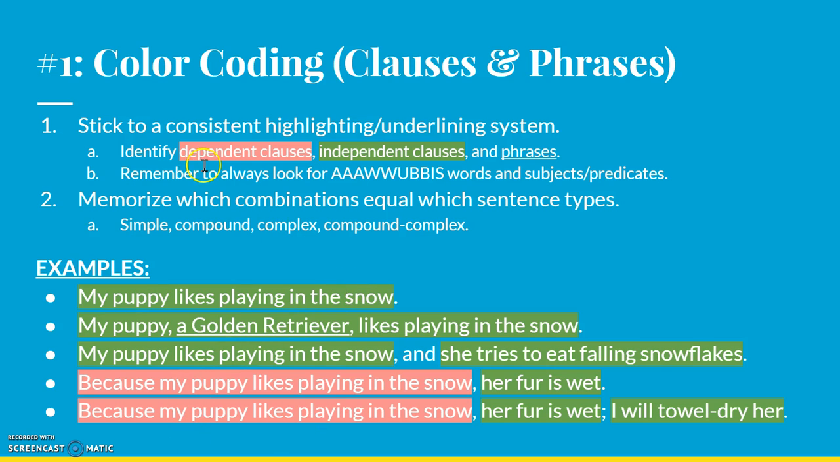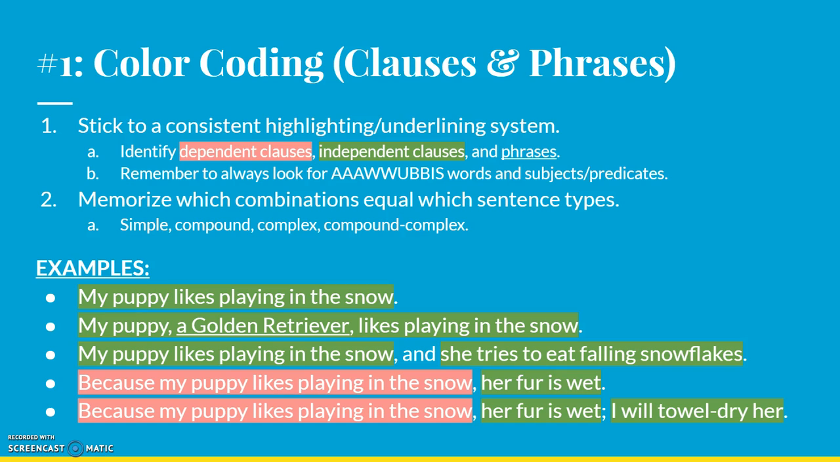As a quick tip, when you're looking for those dependent clauses, whether they're highlighted or underlined or whatever, please remember to look for those AWUBIS words: after, as, although, when, while, until, before, because, if, since. Those subordinating conjunctions are the most common ones. There are technically other subordinating conjunctions out there too, but those are your biggest tip to identify a dependent clause and know what color it's supposed to be. So please consider trying to notice patterns in sentences.